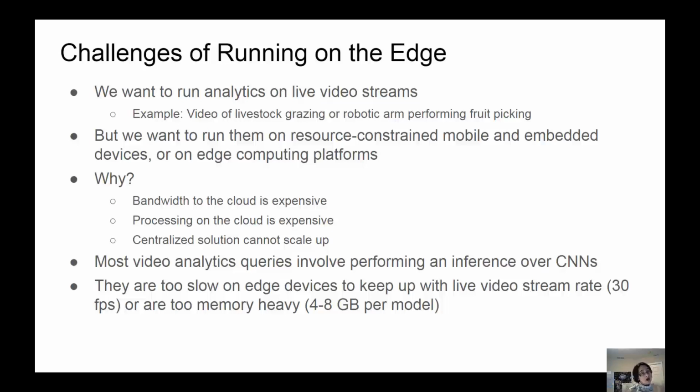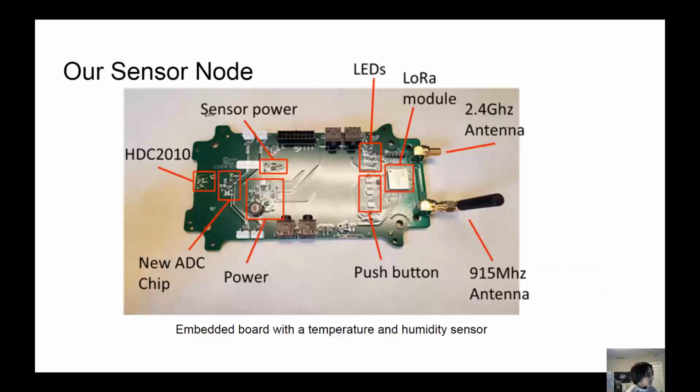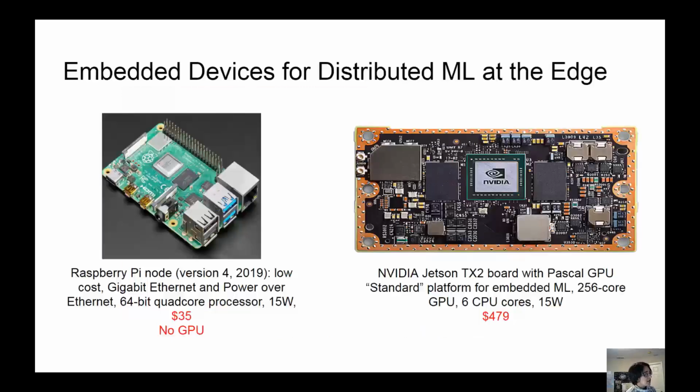And that's how you need approximate versions of these solutions. So this is what our sensor node looks like. That HDC2010 is our sensor. This is an example of this embedded board with a temperature and a humidity sensor. And then you also saw the LoRa connection, the antenna at the top of the board. And these are embedded devices that we have used.